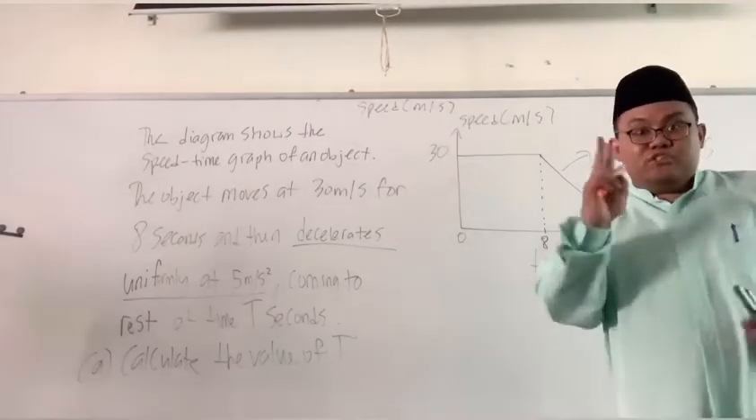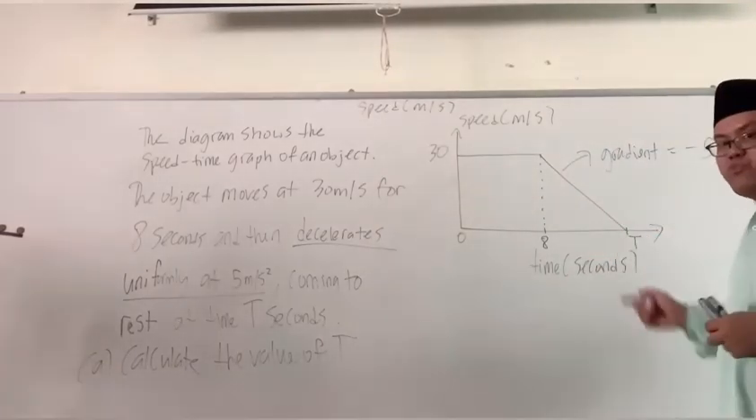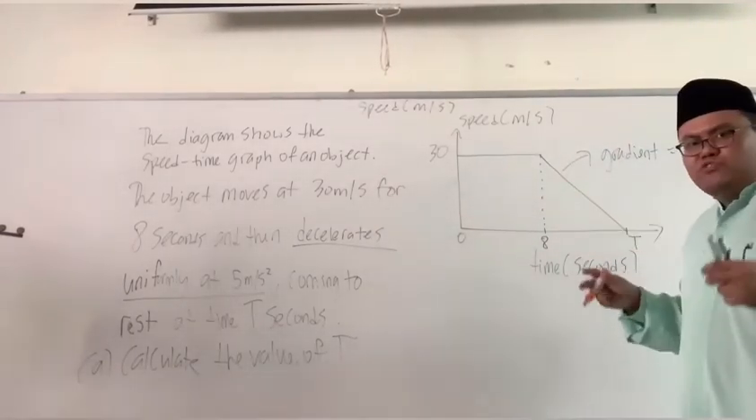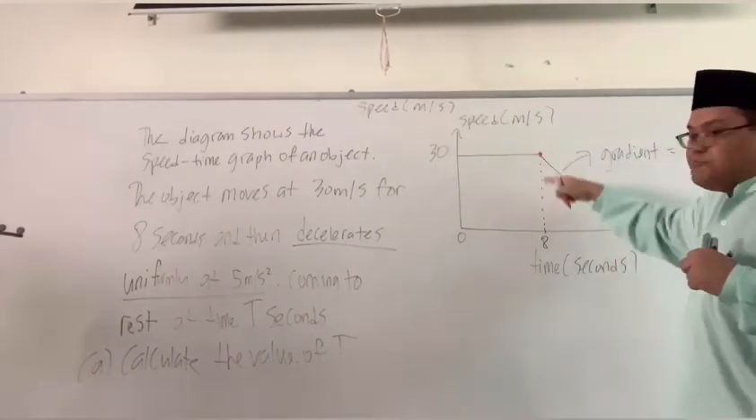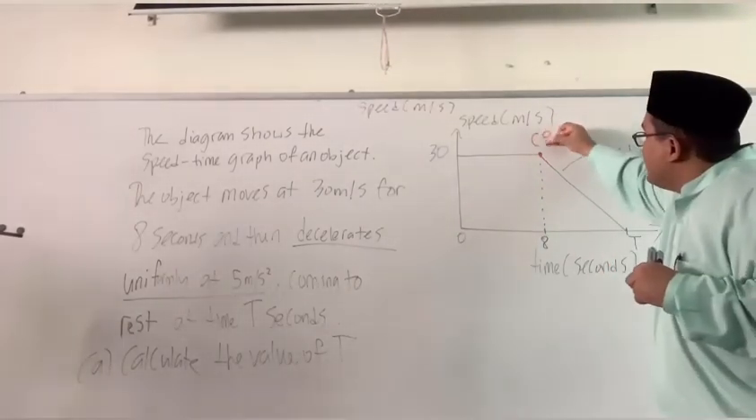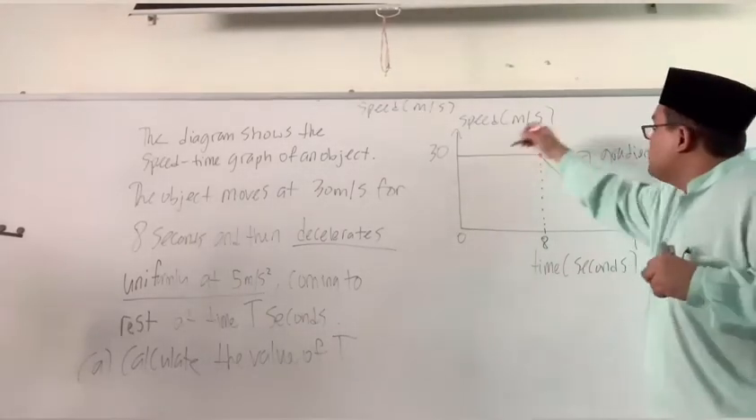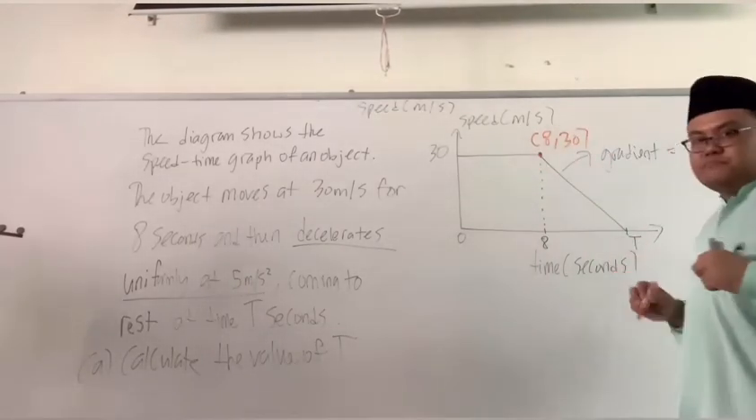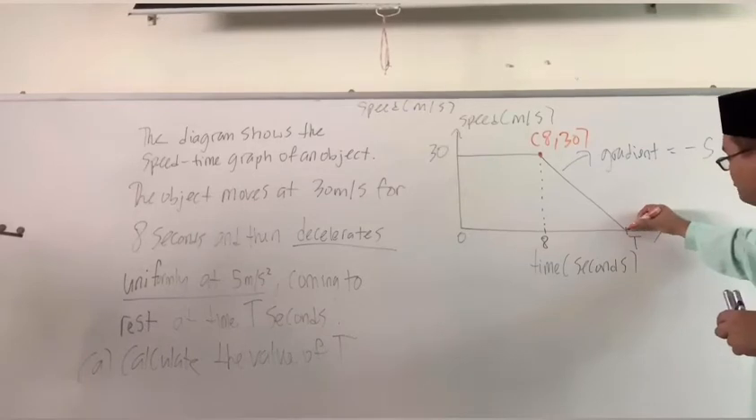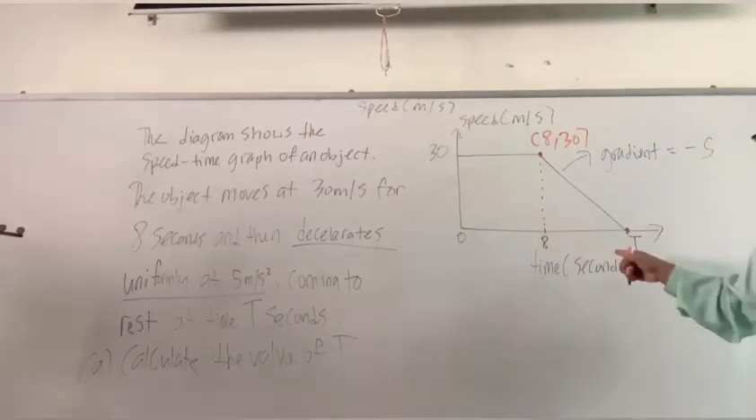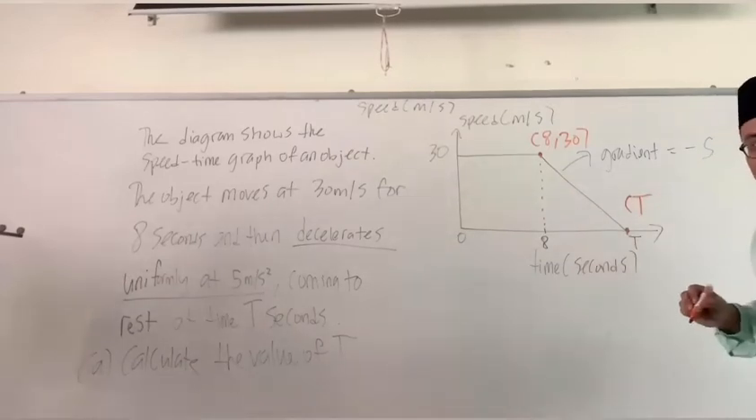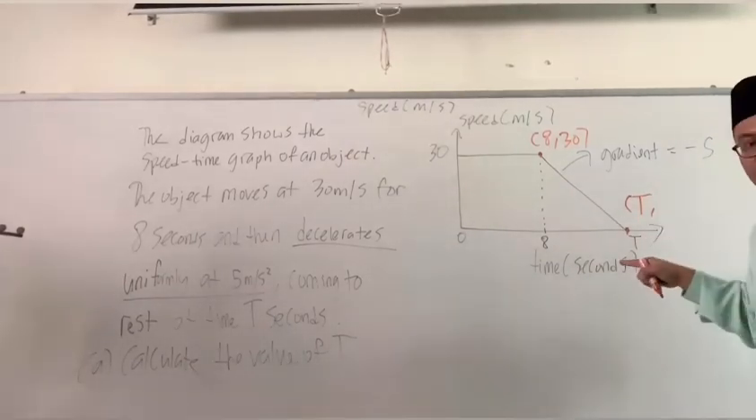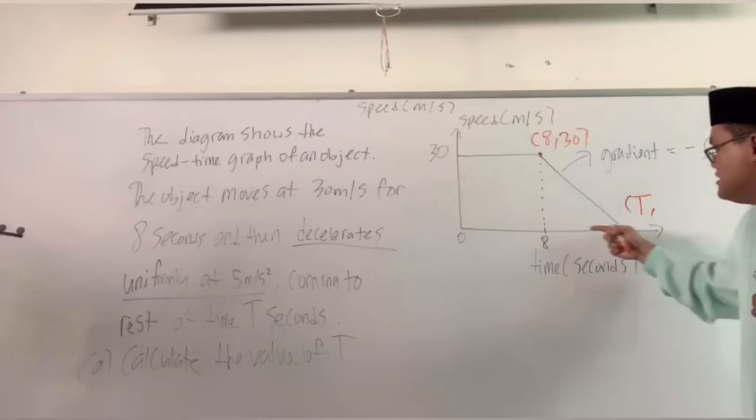Alright, so we need 2 points. Okay, focus on this line. Which 2 points do we know the values? We know this point. This point has x coordinate 8 and y coordinate 30. And we also know this point. This point has x coordinate t and y coordinate what? What's the y coordinate? It is 0.